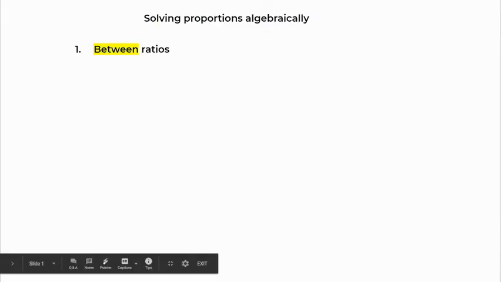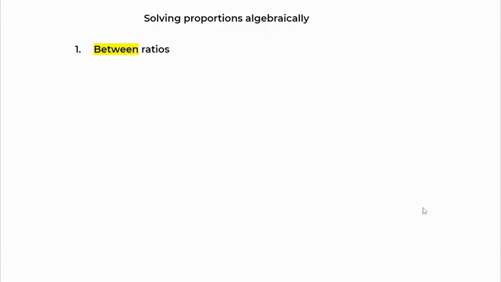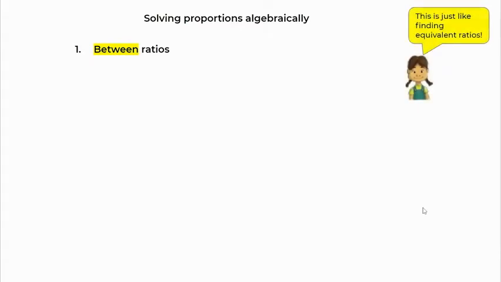Going to begin with a method called between ratios. And this is what this looks like. This is a lot like finding equivalent ratios. So take a look at this proportion that I'm showing up here and see if you can find a relationship where there's a certain multiple somewhere. Take a moment.